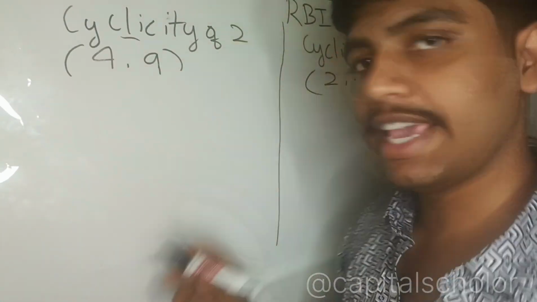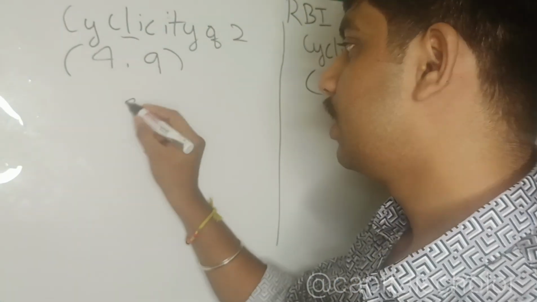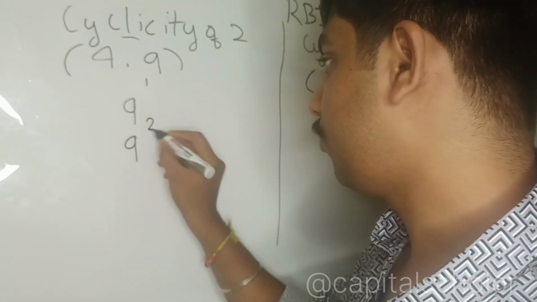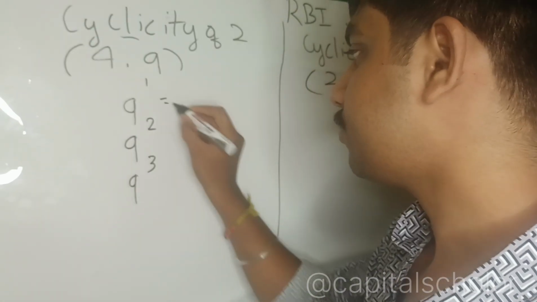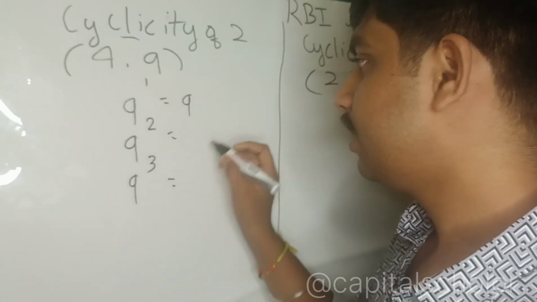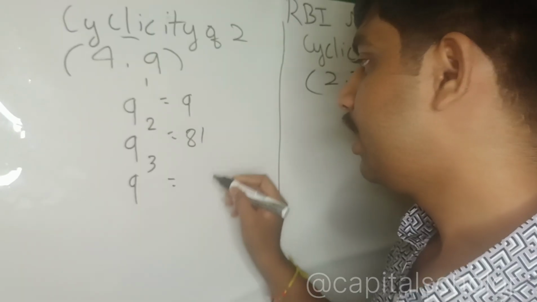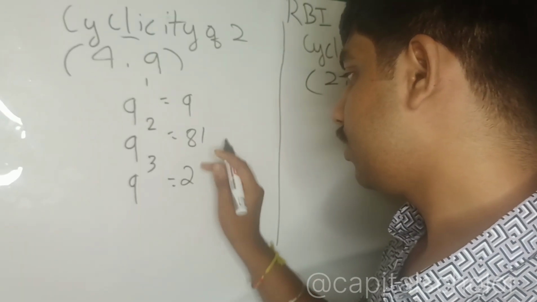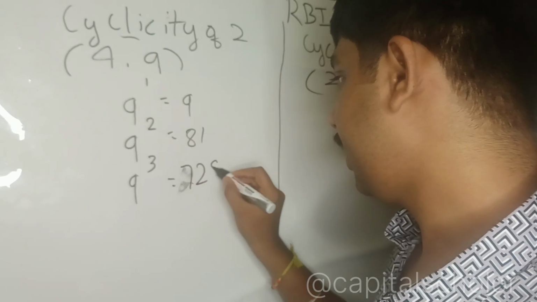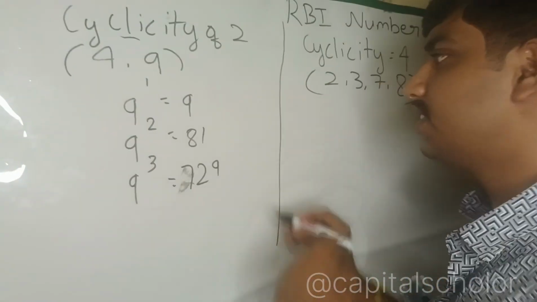For 9, the same thing, cyclicity of 2. 9 to the power of 1, 9 to the power of 2, 9 to the power of 3. 9 ones are 9, 9 nines are 81, 9 cubed is 729. Even here you have to watch it.